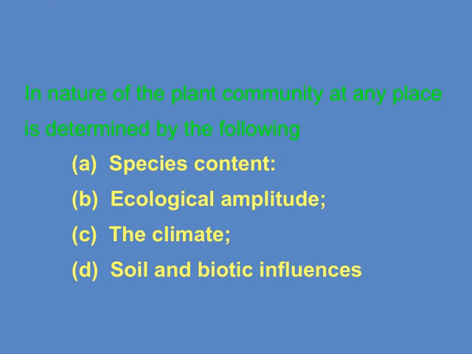Then we have the climate, which is a major driver. Temperature, rainfall, humidity, all these climatic factors shape which plants can survive and flourish in a given place. Finally, soil and biotic influences also play a crucial role. The soil's nutrients, texture, and pH affect plant growth, while interactions with other living organisms, like animals, fungi, and microbes, add another layer of influence. All these factors are interconnected and together determine the composition and structure of the plant community. Understanding this helps us grasp how ecosystems develop and how they might respond to environmental changes.